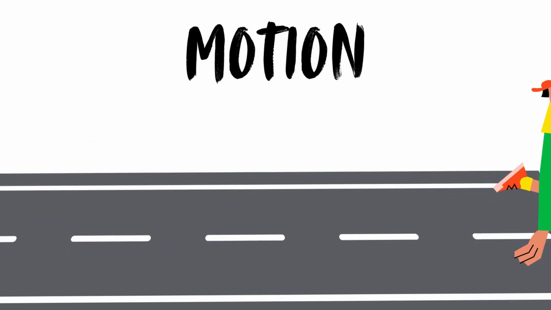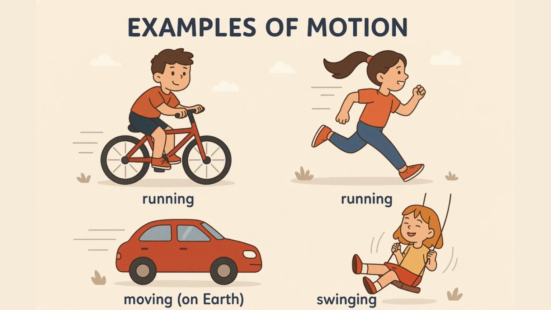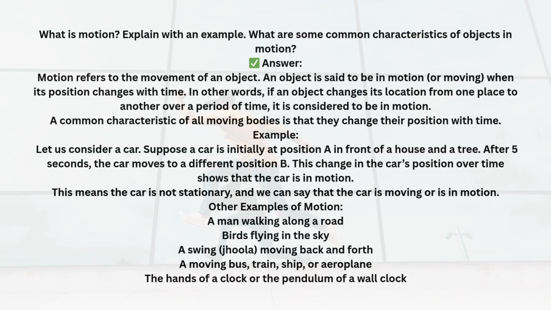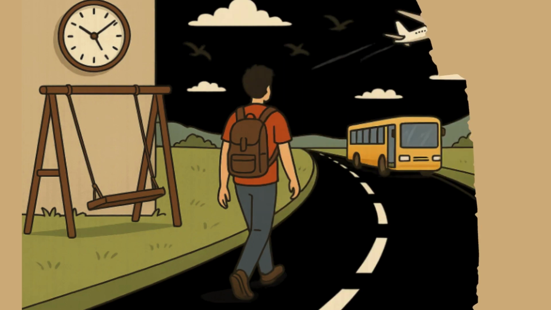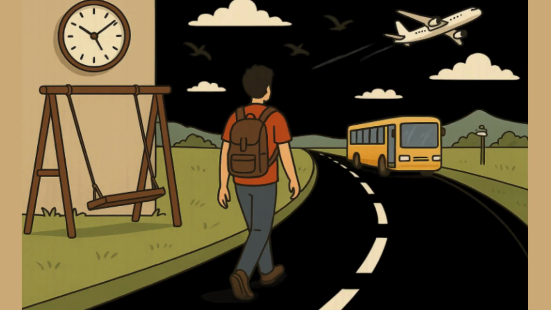First of all, what is motion? Motion refers to the movement of an object. An object is said to be in motion when its position changes with time. In other words, if an object changes its location from one place to another over a period of time, it is considered to be in motion. For example, a man walking on the road, birds flying in the sky, a swing moving back and forth, all these are examples of different motions.